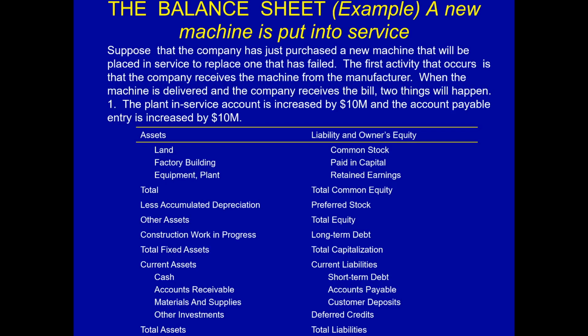First, the plant in service account is increased by $10 million and the accounts payable entry is increased by $10 million. Assuming that we have not paid yet and this is delivered on credit, accounts payable is then increased by $10 million. So the balance sheet, remember that it's double entry bookkeeping. When this has happened, how is the balance sheet going to change? We are going to increase the accounts payable by 10 million and at the same time we are going to increase the equipment. So that is how the change is occurring. 10 million here, 10 million here.